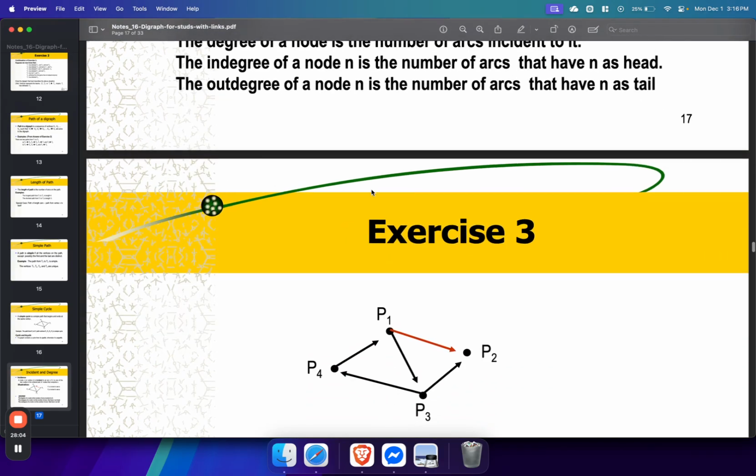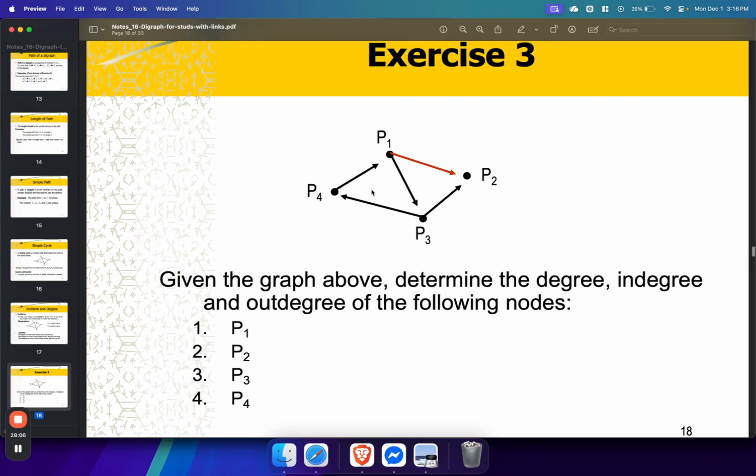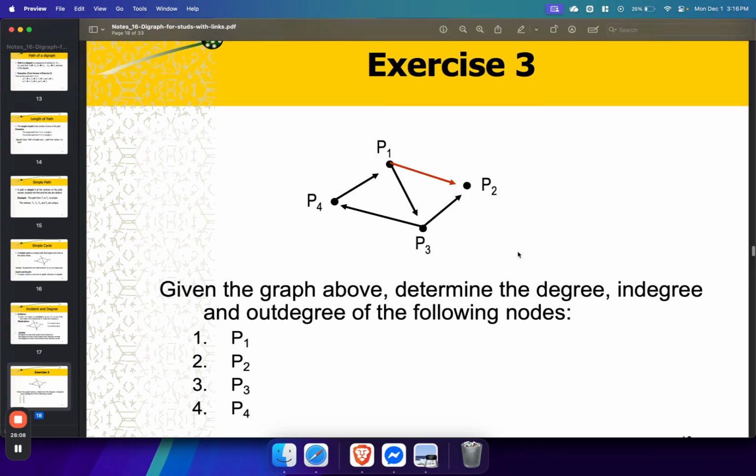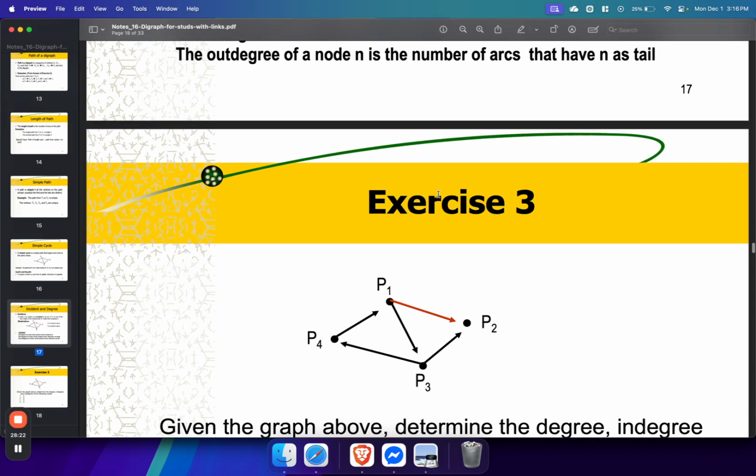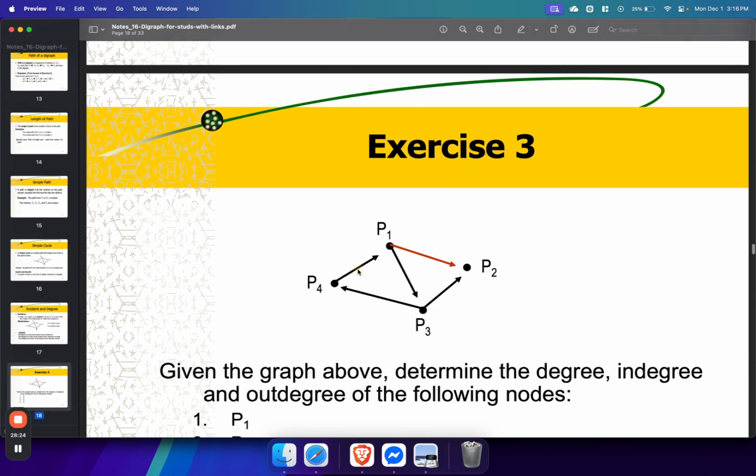Sayon na kaayo tanan. So, given the graph above, determine the degree, in-degree, and out-degree of the following nodes. I'll do number 1 for you. So, the degree of P1, I already told you, is, unsa ka na natong degree? Number of arcs. 1, 2, 3. In-degree, pila ka buok arc ang nagpoint padung ana? Isa ra ka buok. Out-degree, pila ka buok iyang gipointan? Duha ka buok.